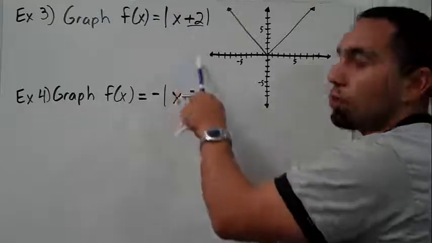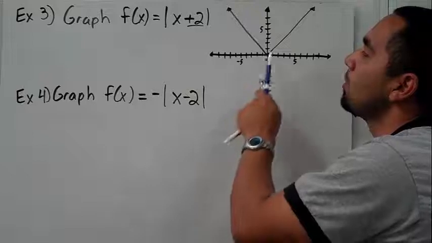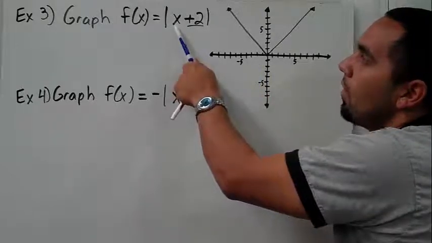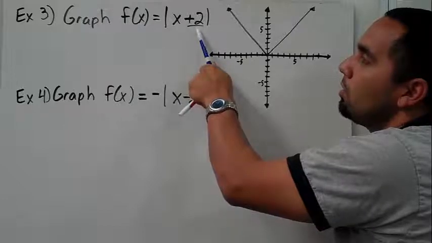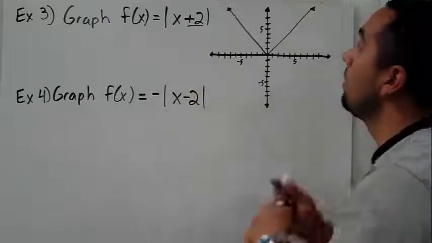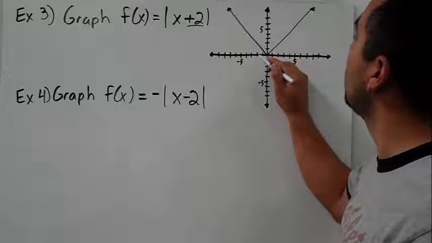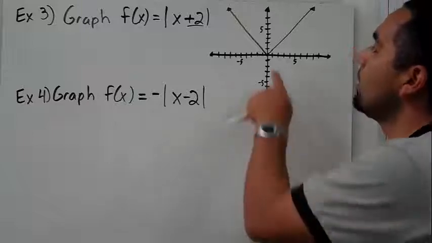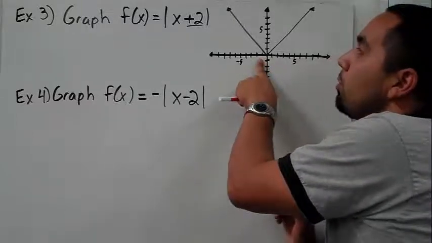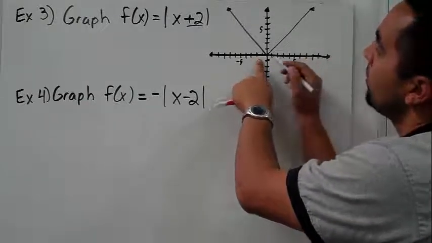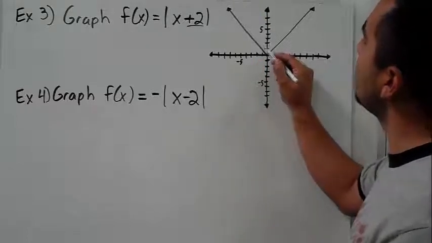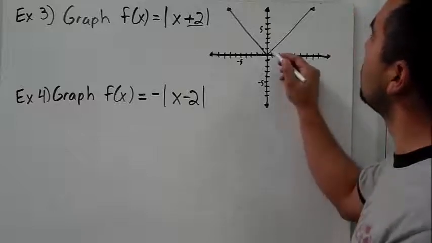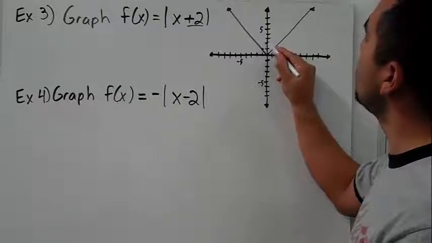I'm not going to do a chart, but we're going to go through the numbers real quick. And I'm going to start with negative 2. If I plug in negative 2 for x, I get negative 2 plus 2 is 0. So at negative 2, I know that I'm at 0. What if I plugged in negative 1? Well, negative 1 plus 2 is positive 1. The absolute value of positive 1 is 1. And let's try 0. 0 plus 2 is 2. Absolute value of 2 is 2.